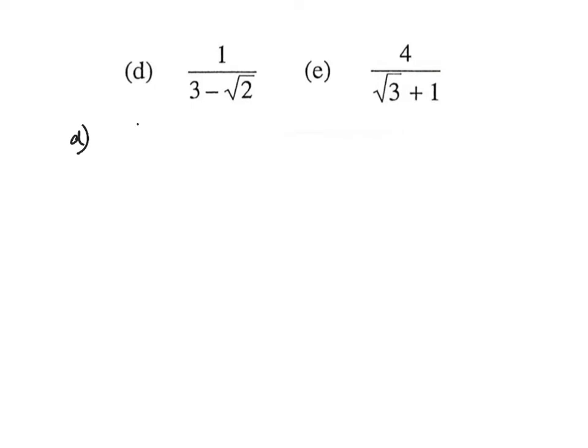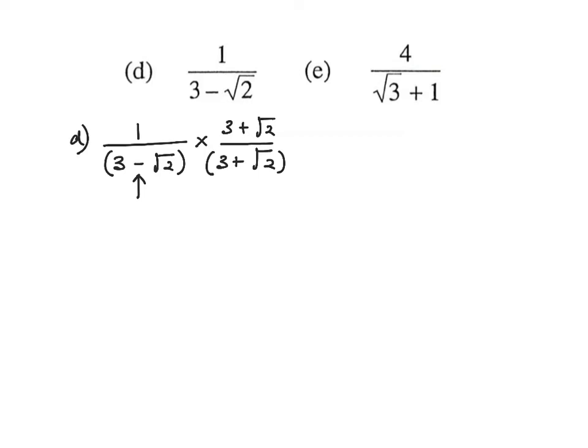So what we want to do here is multiply top and bottom by the conjugate, and the conjugate is going to be 3 plus root 2 over 3 plus root 2. Conjugate is found by changing whatever sign we have here to the opposite. So what do I have? Well, on top I've just got one lot of 3 plus root 2.